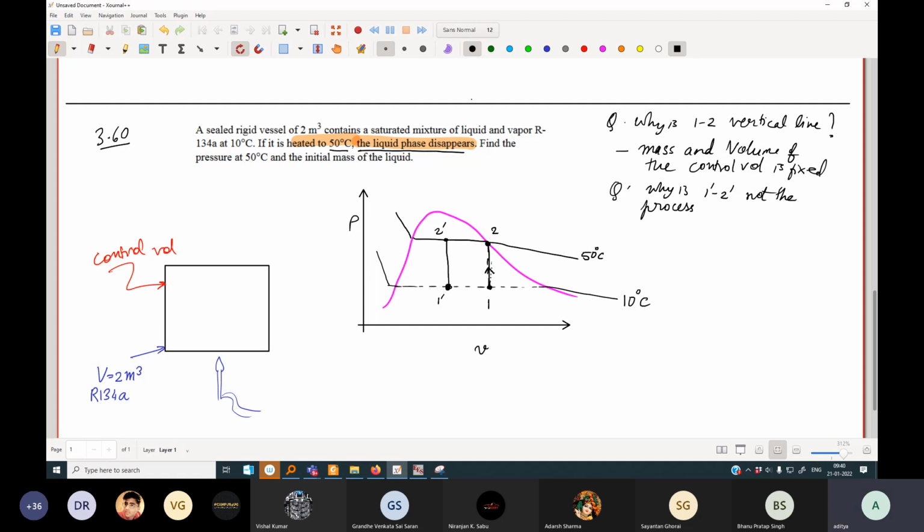I can also start over here, 1 double prime, and I can go to this state. This is 2 double prime. Quick question, why is 1 double prime, 2 double prime not a process? Because, sir, before 50 degrees Celsius, we can reach a point where it will change into a superheated gas. Okay, very good. So is it clear to everyone?